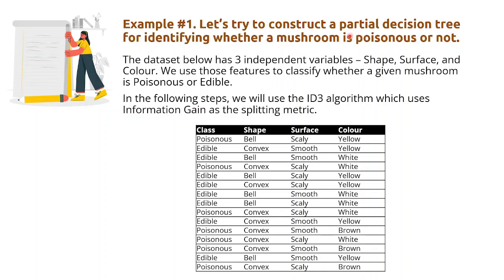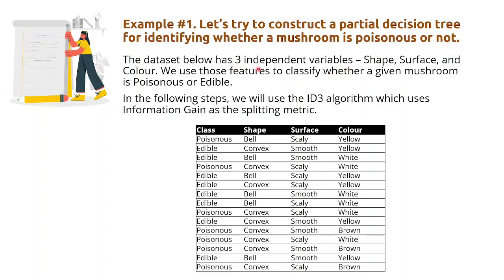So let's try to construct a partial decision tree. Partial only, we will not do the entire decision tree because actually it's a long process. We have many calculations to do. So we'll just try to make two nodes in the decision tree. Our decision tree should be able to identify whether a mushroom is poisonous or not.